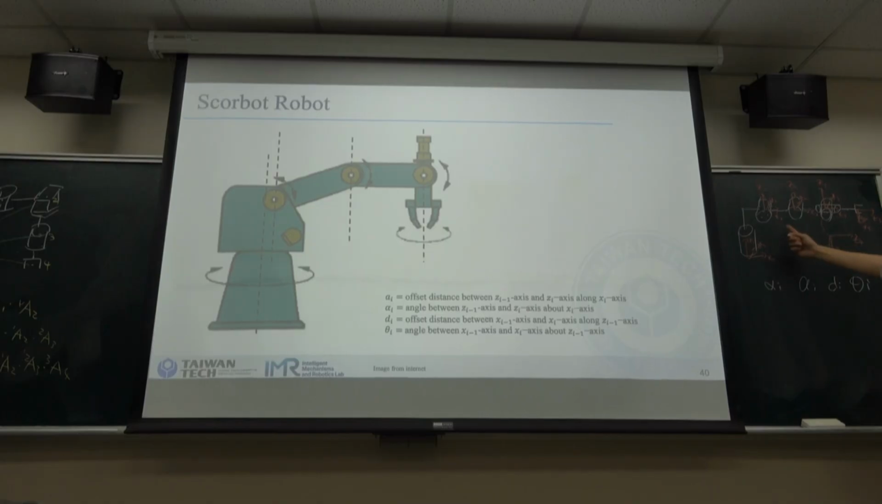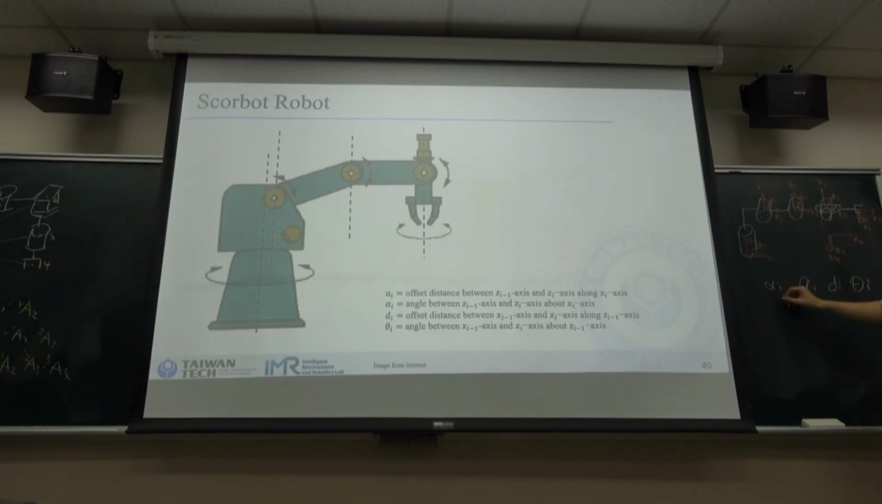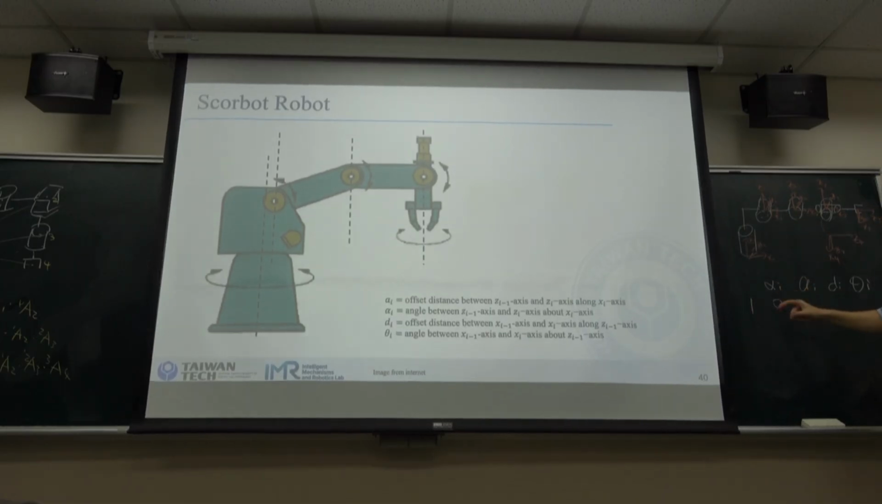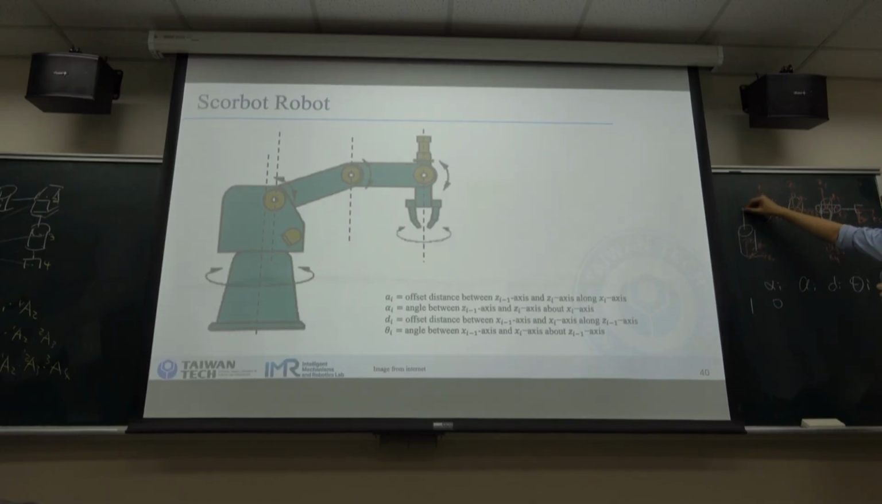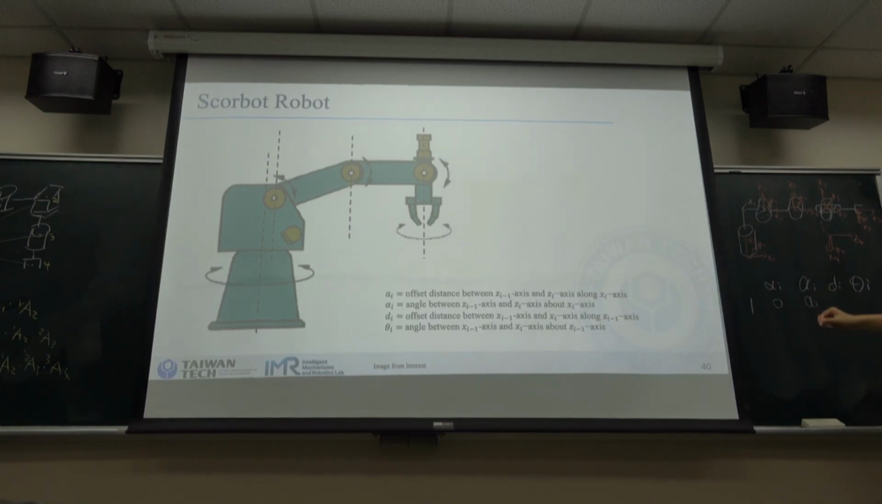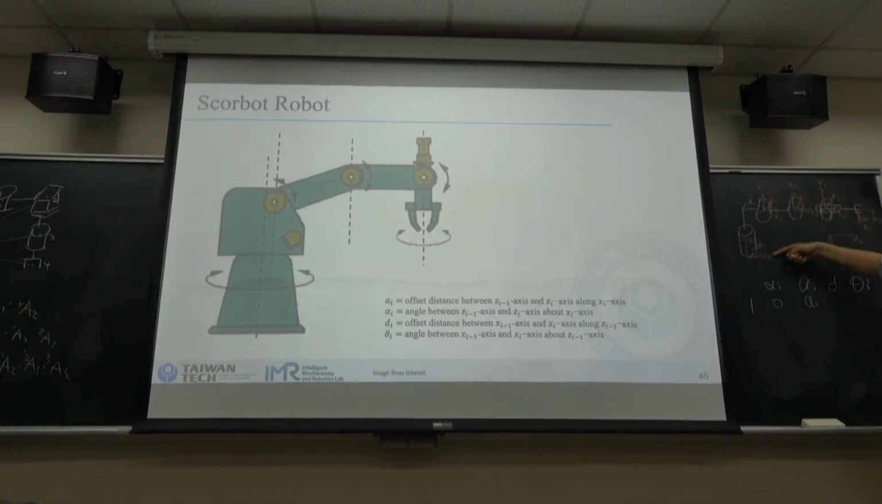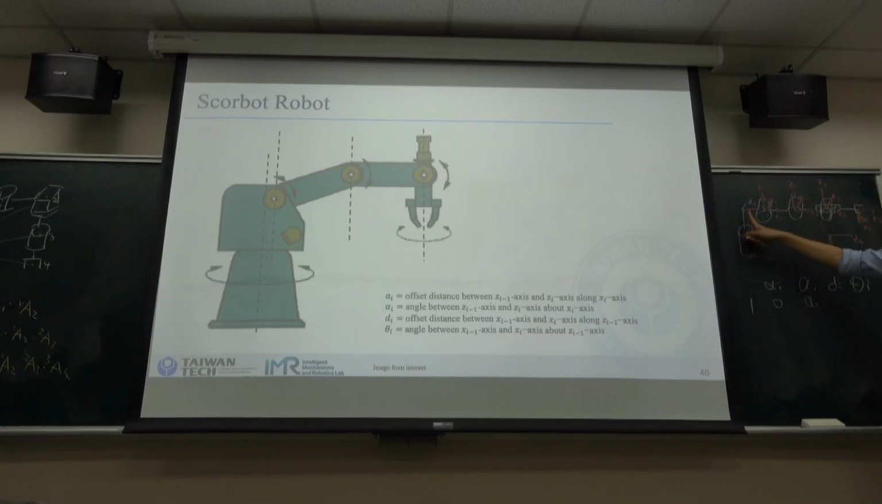So the first one, the alpha is a Z. It's a 0. And the offset of the Z is this one. So maybe we can use anyone. B is the X between these two along this Z0. So here is B1.